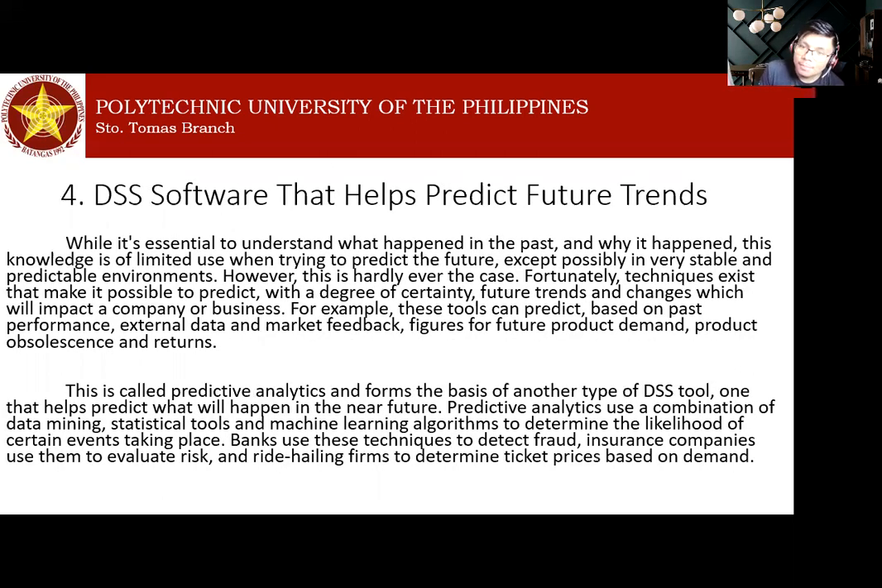So DSS software that helps predict future trends. While it's essential to understand what happened in the past and why it happened, this knowledge is of limited use when trying to predict the future, except possibly in a very stable and predictable environment. However, this is hardly ever the case. Fortunately, techniques exist to predict events that will impact the company or business. For example, these tools can predict, based on past performance, external data, and market feedback, figures for future product demand, product obsolescence, and returns. So this is called predictive analytics and forms the basis of another type of DSS tool.